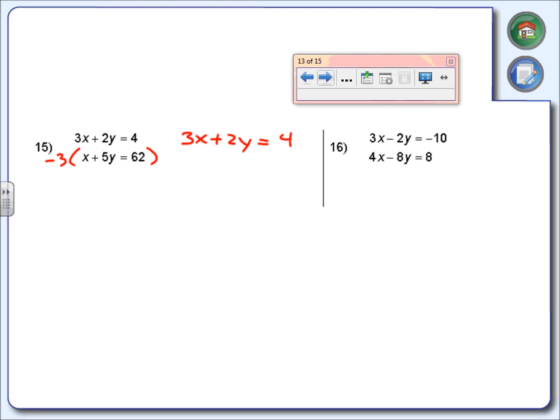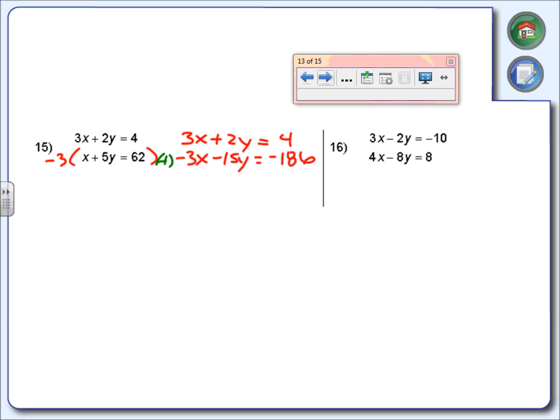There's the first equation. It's the bottom one that I'm multiplying by negative 3. So negative 3 times x is a negative 3x. A negative 3 times 5y is a negative 15y. And a negative 3 times 62, what's a negative 3 times 62? Negative what? Put it in your calculator, guys. 186. All right, let's see if that's going to work. We multiplied by negative 3. Are the x's going to eliminate if I add those two equations together?